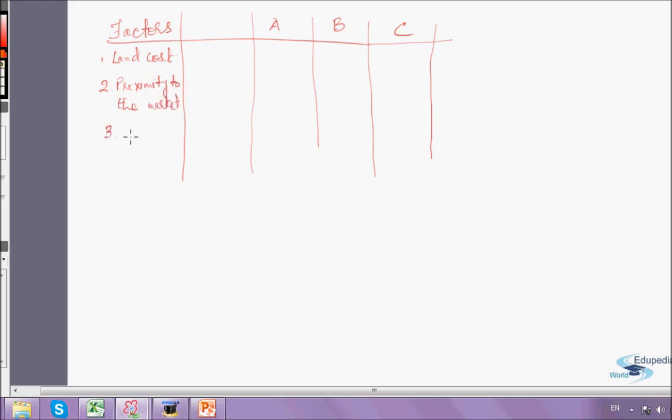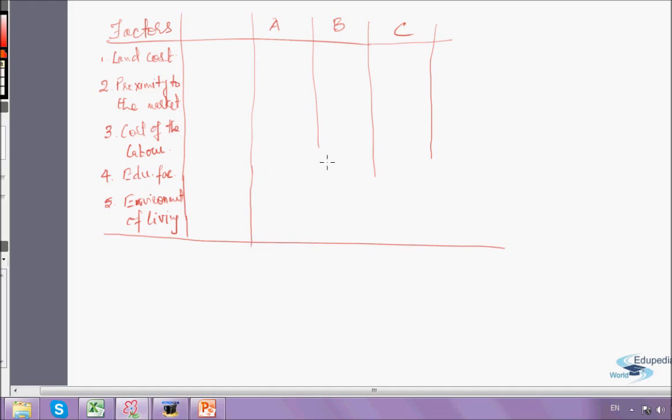Say the third could be the cost of the labor. Fine. The fourth could be the educational facilities. And then let's have one more. Let's say the fifth could be the environment of living, or the lifestyle. Okay, so now we have 5 factors here. That's the first step. We have listed all our factors.